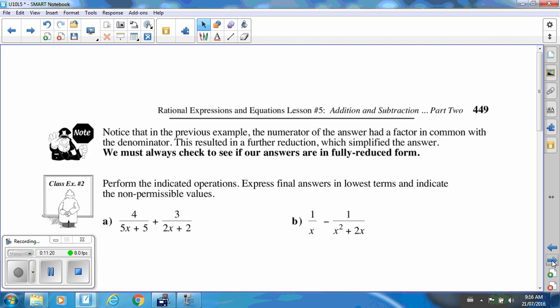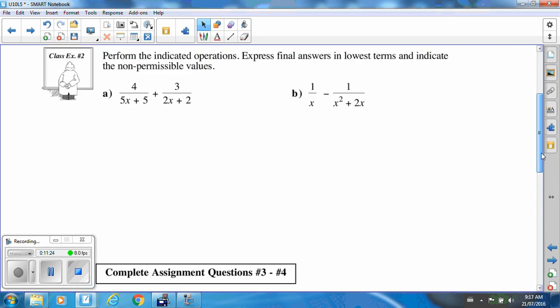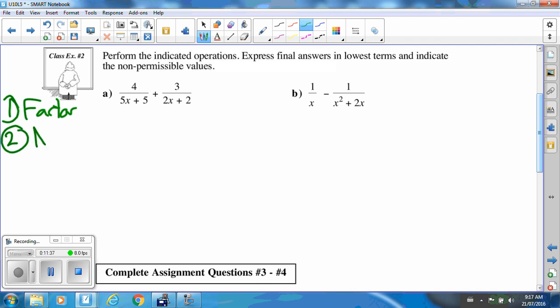All right, so over here, we're going to work through a couple more of these, and then we're going to move on to the next topic. So first thing I want to do is always factor. So step 1, factor. Step 2, NPVs. Okay, so first off, I can take out a common factor of a 5 out of here.